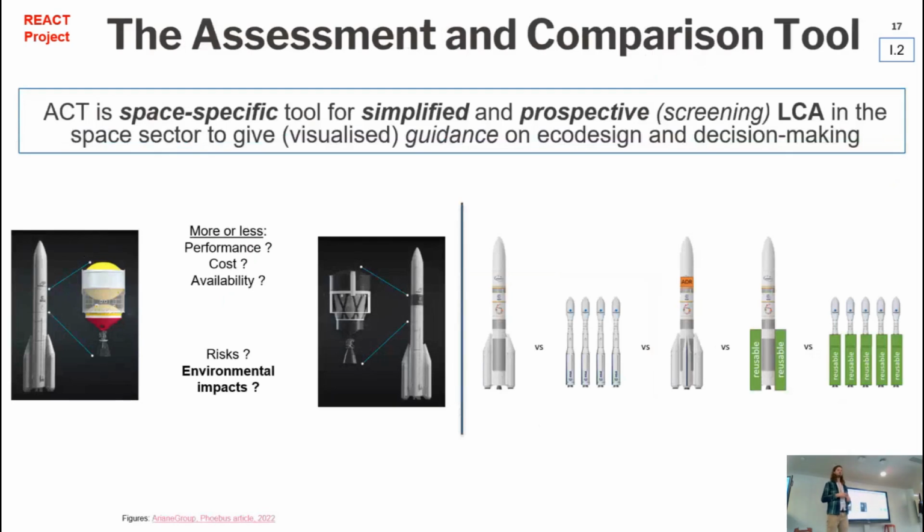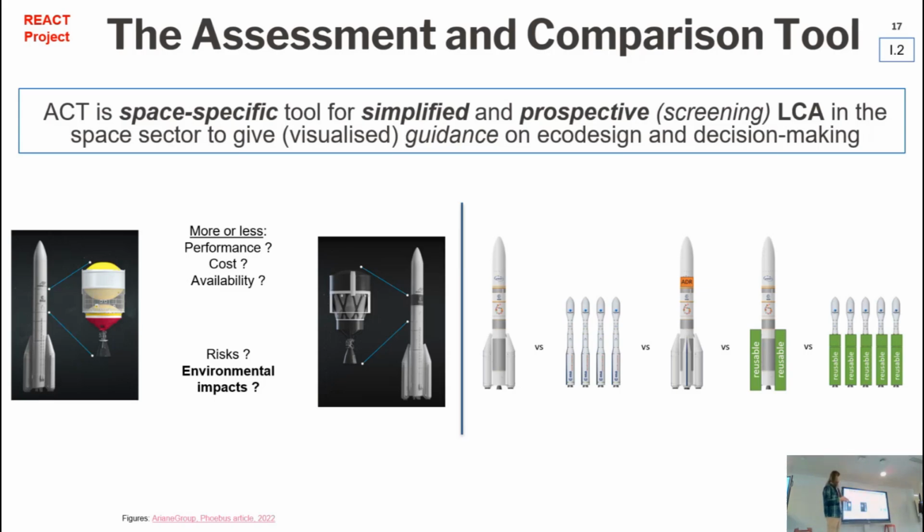A brief pitch for the tool. That's always a sentence we say: ACT is a space-specific tool for simplified and prospective LCA. For those not familiar, the prospective aspect is about designing a future system which will be launched in 10, 20 years, where your technology for various components might evolve and become more environmentally friendly. That's what prospective does. It takes into account the future aspects of LCA. So the tool is really a simplified, prospective tool that can also do more detailed LCA as your design advances, and help with eco-designing and decision-making.